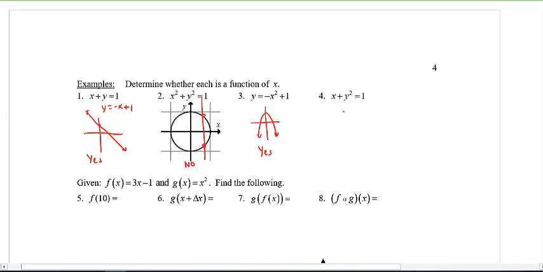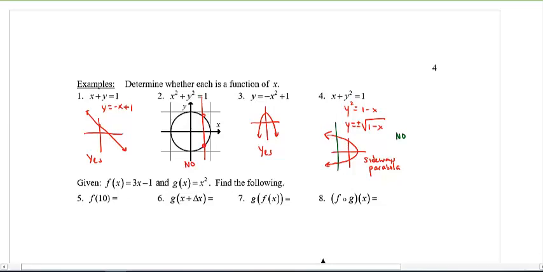Number 4 is a little bit interesting. If I were to ask you to solve for y, you'd get something like this. Well, that's y squared. So when I take the square root on both sides, don't forget your plus minus, you'll get something like that. And if I were to actually graph this out for you, you'll see that you have a sideways parabola. And definitely, using the vertical line test, not a function.